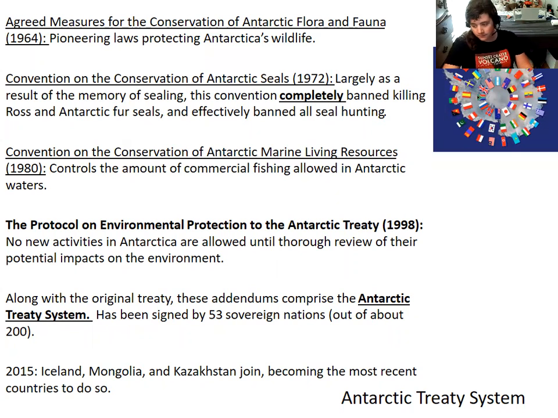And so today, the Antarctic Treaty System is what governs Antarctica by binding law. It's signed by 53 nations out of 200 or so, and that's pretty much all the countries that have bases, as well as a number of countries that don't have bases but do research on other people's bases. And a few countries have joined in the meantime. In 2015, Iceland, Kazakhstan, and Mongolia joined. And Kazakhstan actually has a history of research with Antarctica because it was part of the Soviet Union for a long time, but it's now an independent country, and it is now a separate signatory to the treaty.